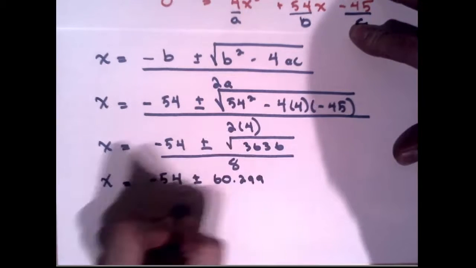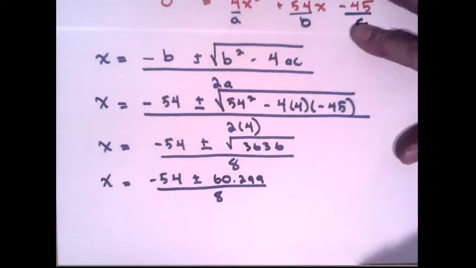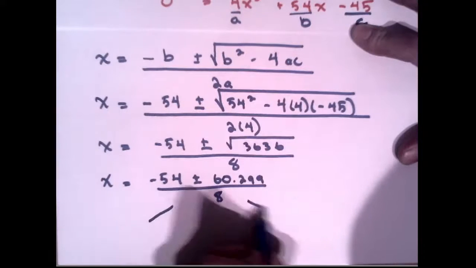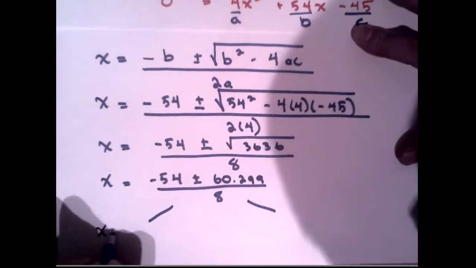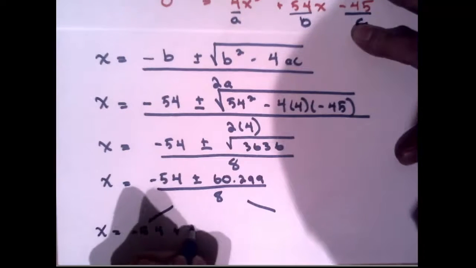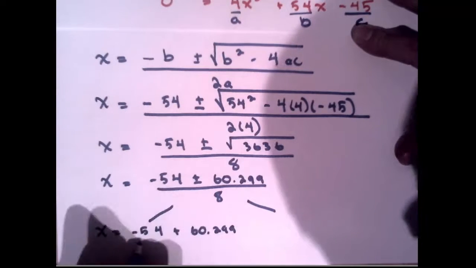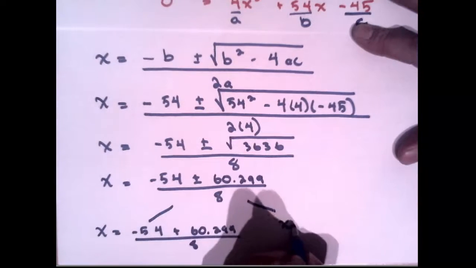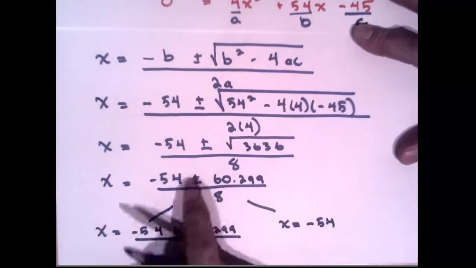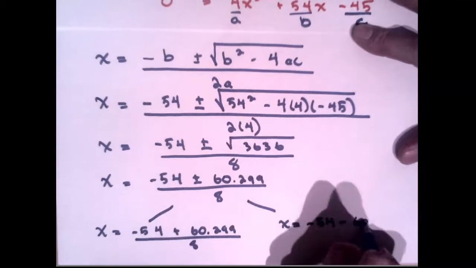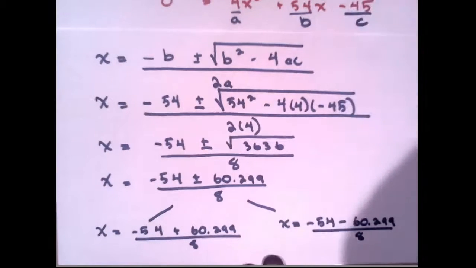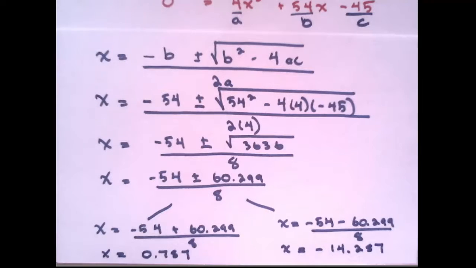60.299 over 8. Now, the quadratic formula creates two answers because the plus makes one and the minus makes the other. So one answer is x equals minus 54 plus 60.299 over 8. And then the other option is x equals minus 54 minus 60.299 over 8. Okay? And those are calculations you should put directly in your calculator, and you get the following. So there are my two answers.